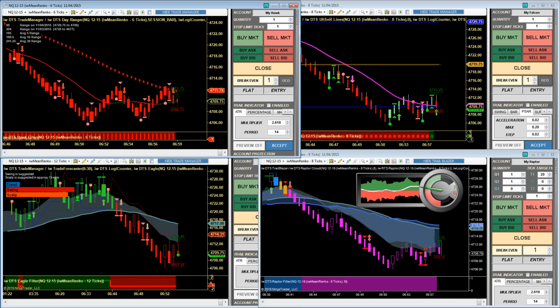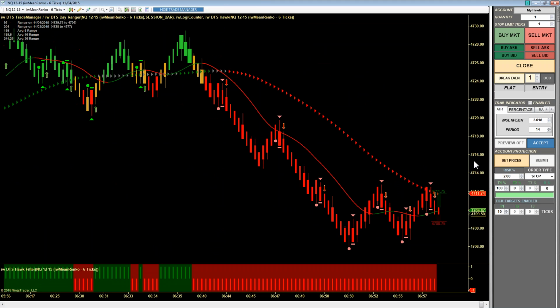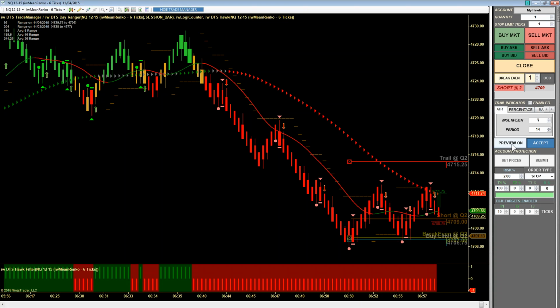All right, well, here's another macro pullback signal. The signal just printed, but I might be able to still get in on that one. We'll set it up like this. And let's see, where are my stops at? My ATR stops are over there. No, my stops are still against me. Okay.